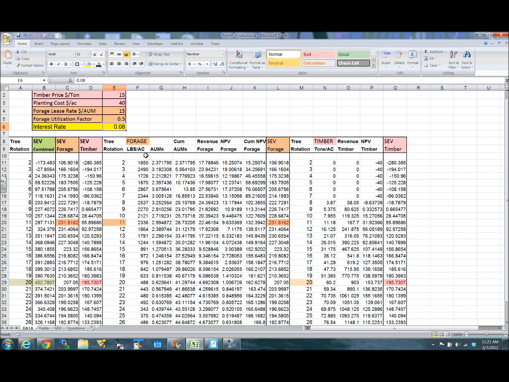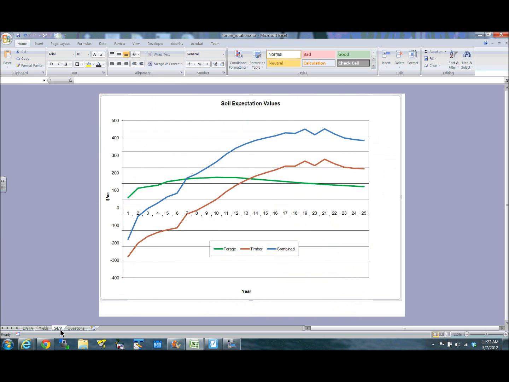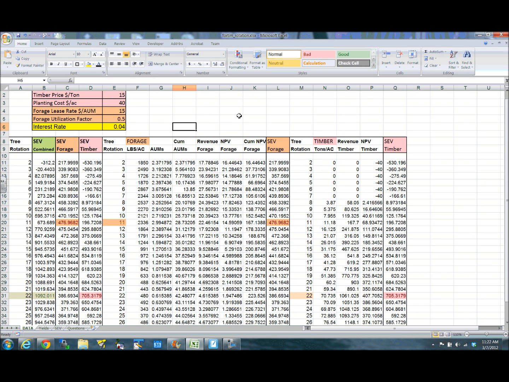I'll change this to 4%. We started with 5%. And it turns out at 4%, where we're not penalizing trees very much, the optimal combined rotation is the timber rotation. So the timber values are helped more by the low interest rate, and the shape of the timber curve makes it not worth trading off for grazing.